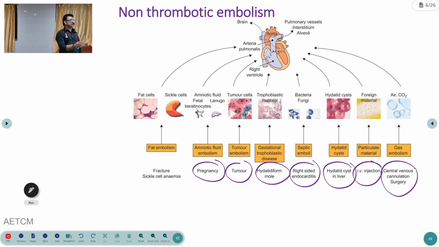Here it is fat embolism in fracture; in sickle cell anemia, it is sickle cells in an infarction crisis; amniotic fluid, tumor cells, trophoblastic material, bacteria and fungi in septic endocarditis, hydatid cyst, foreign material during injections, air embolism. All these things can go to the right atrium through the IVC, then the right ventricle. From there it will go to the pulmonary circulation. So that is the most common route.